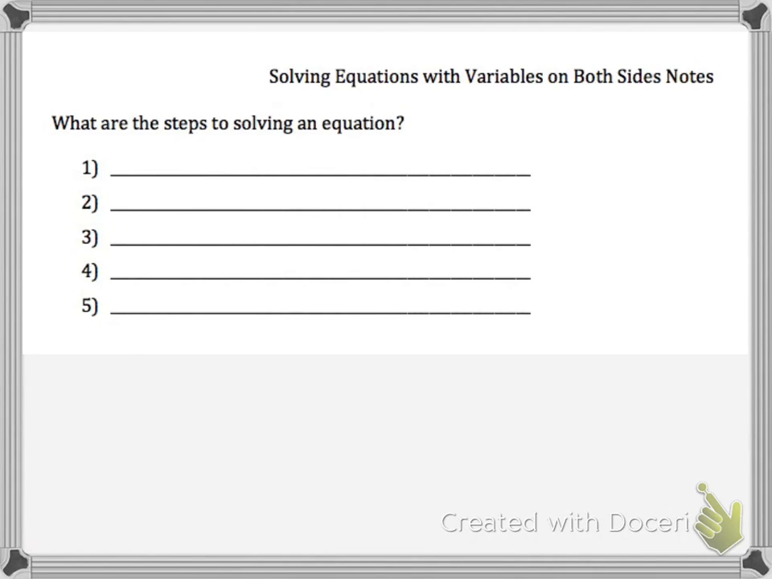Today's notes are on solving equations with variables on both sides, and we have steps to do that that give us the best results. So hopefully you're looking at your notes template with those five spots for steps. Our first step is to eliminate groupings on each side of the equation. So you're looking for distributive property there.